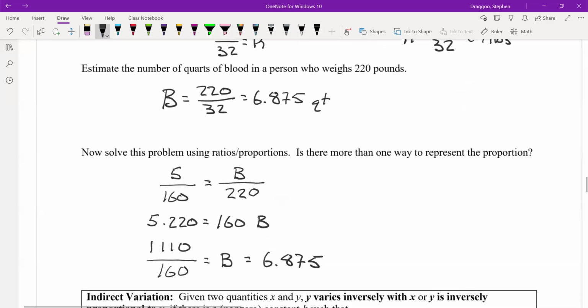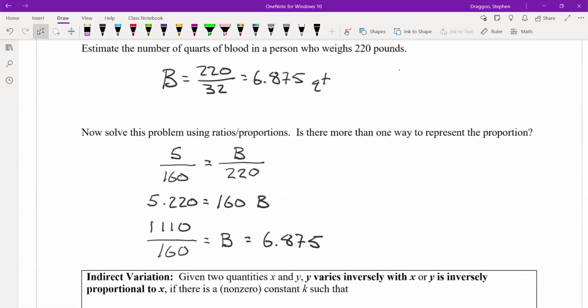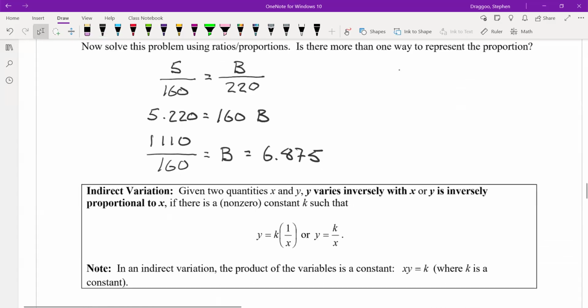So if I were to start that problem over and say where I got this thing from, I would set up my proportions. There are 5 quarts in a person who weighs 160 pounds and an unknown number of quarts in a person who weighs 220, and I want to solve for that unknown b. There we go.